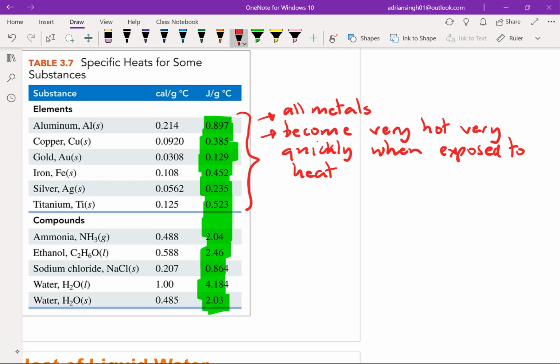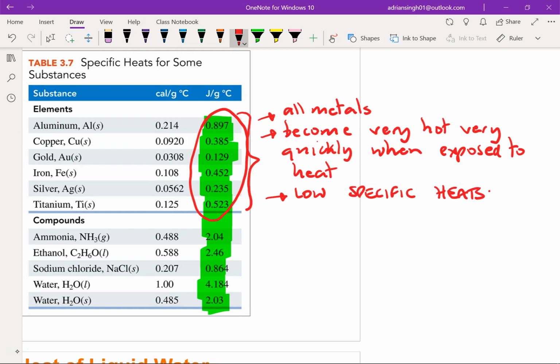So that means they warm up very quickly. And as a result, we can predict that they should have a low specific heat. And all of these, you look at their numbers, they're all less than 1 joule per gram degree Celsius. So they have very low specific heats, which is kind of what we introduced at the beginning of this talk.